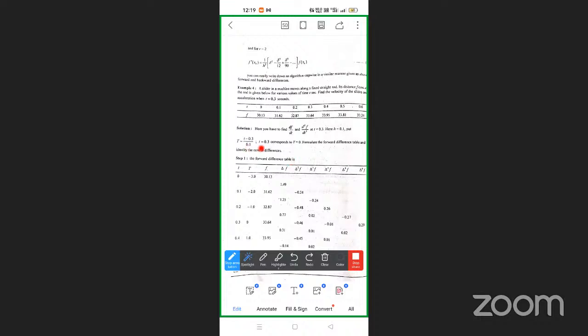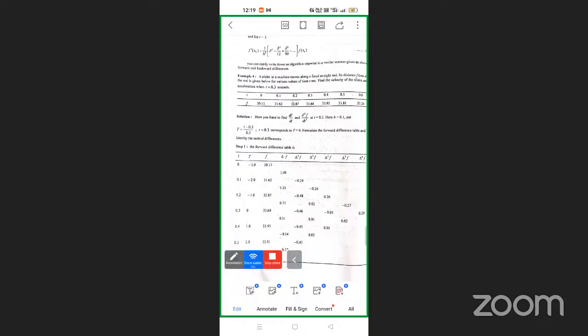So the t values are 0, 0.1, 0.2, 0.3, 0.4 up to 0.6. Next, f is equal to, so these are the f values: 30.13, 31, 32, 33, 33, 33, like this.